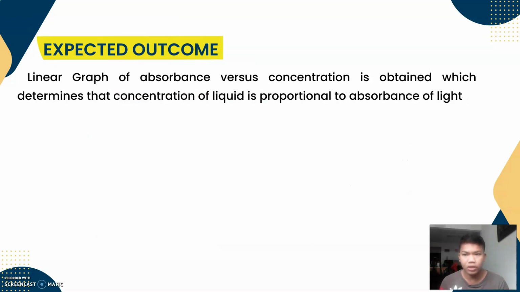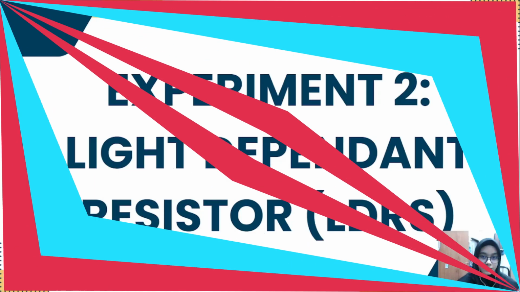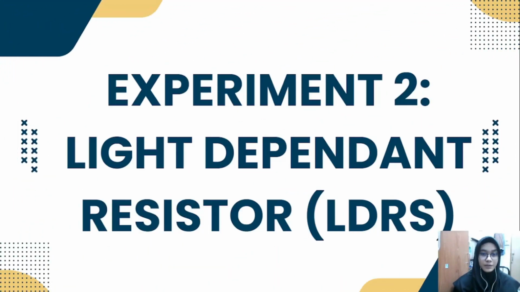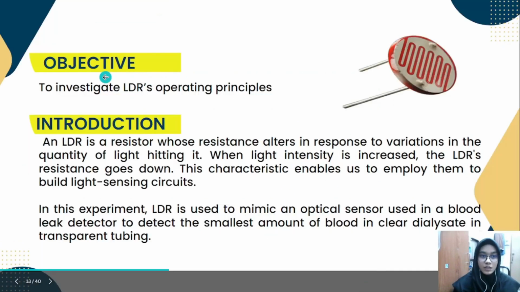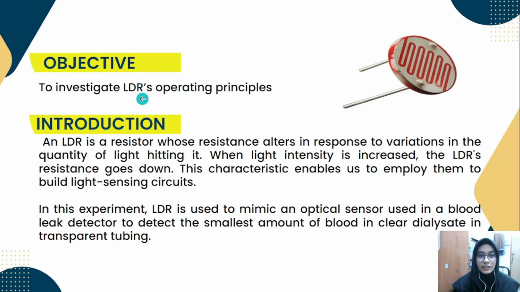So the expected outcome is the linear graph of absorbance versus the concentrations is obtained, which determines that the concentration of liquid is proportional to absorbance of light. Next, experiment 2 is about light-dependent resistor. The objective is to investigate the LDR operating principle.